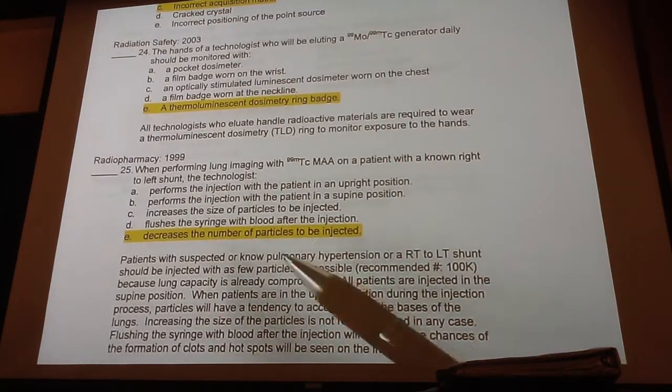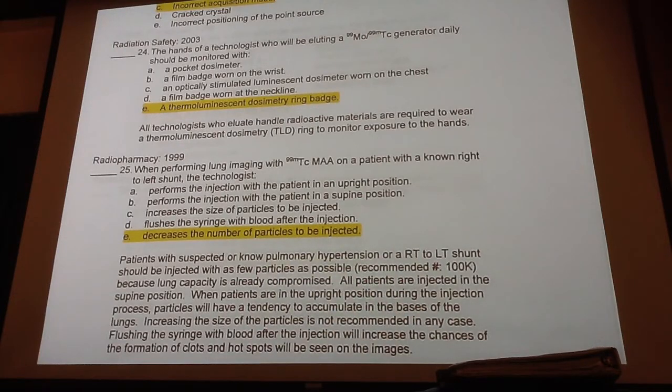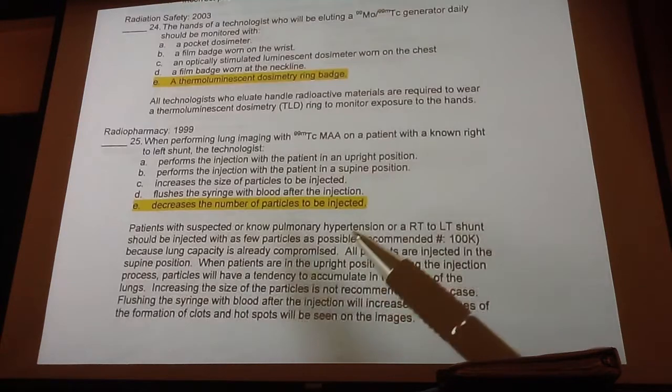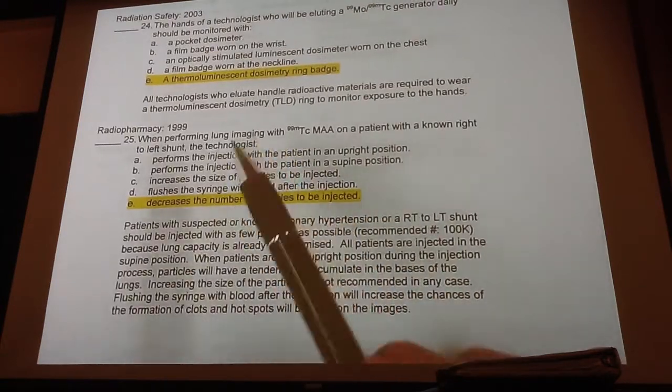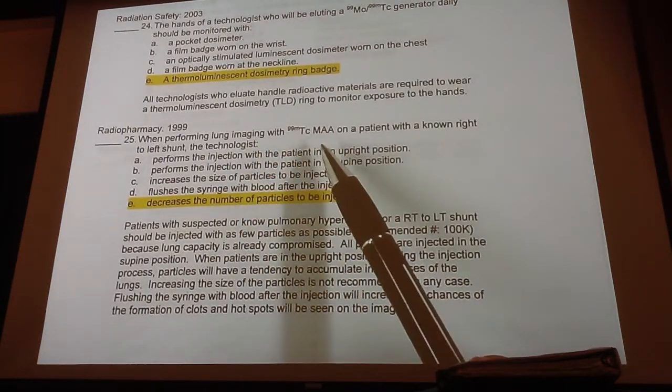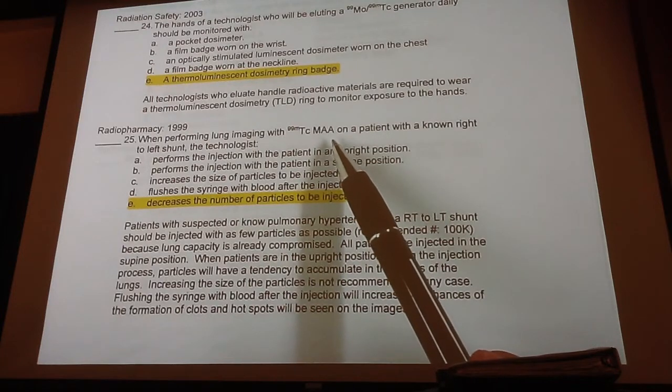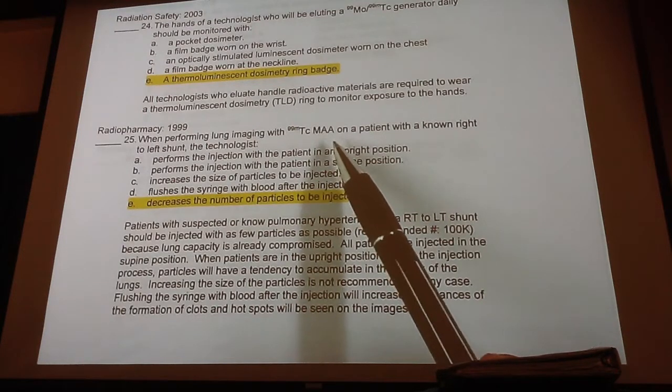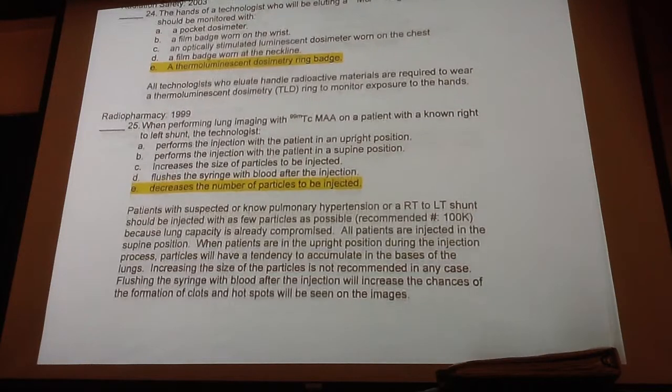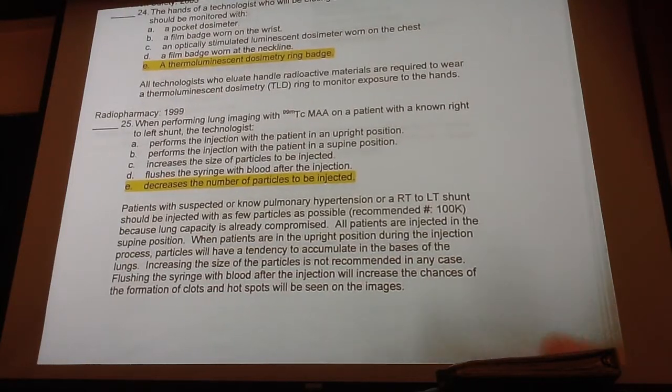So how many particles should we use? About 100,000 or less. And remember, we use MAA. Now, do we only use this for right to left shunts, or can we also use it for left to right shunts? Just right to left. Right, just right to left. Okay, you guys are good. You've got good memories on this. Very good.